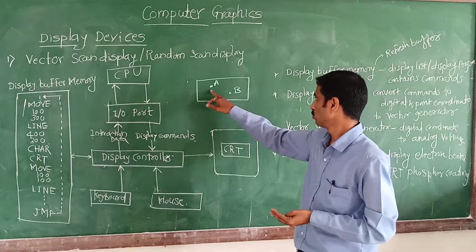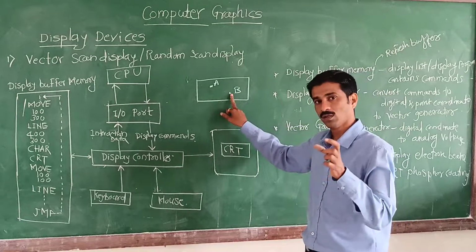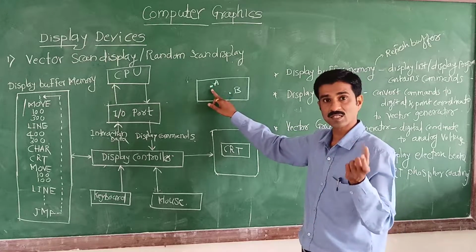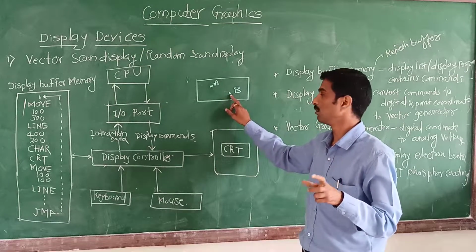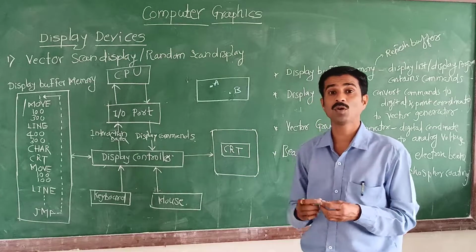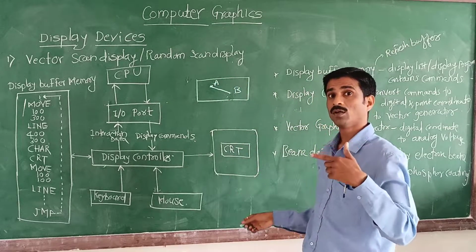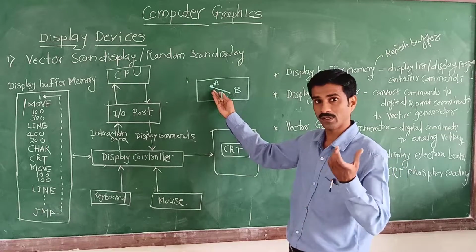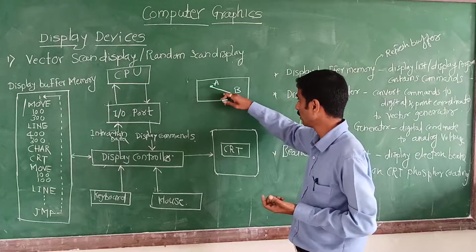If I want to draw two points A and B, if I want to display points, then when point A is displayed, the beam is off, and again it is switched on at point B, for displaying only points A and B. But if I want to draw a line from A to B, in this case the beam is continuously moved from A to B, with the electron beam on, for displaying the line A to B.